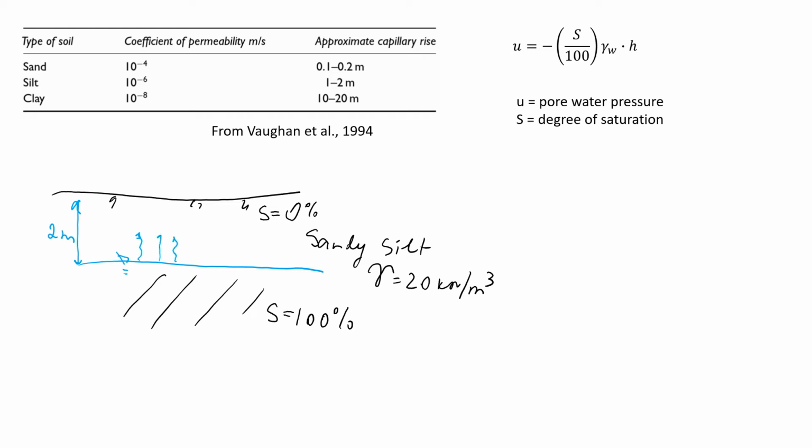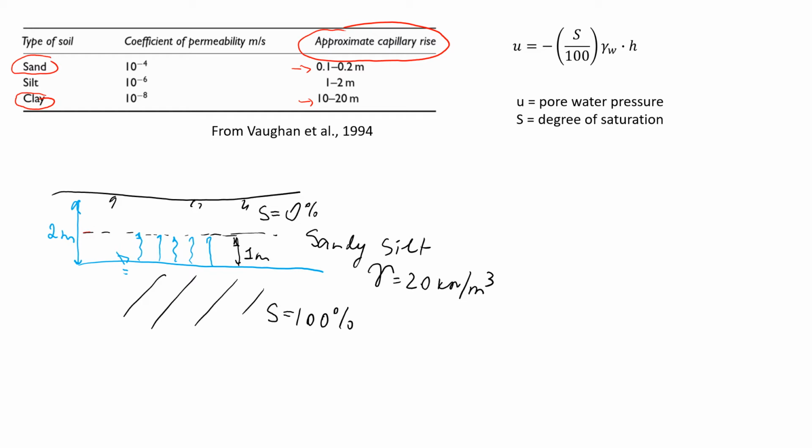So what will actually go up? The capillary rise depends on the type of soil, as you can see in this table. For clay it can be very high, up to 20 meters. For sandy material it can be 10-20 centimeters on average. For silt it will be about 1 to 2 meters. Let's just assume that in our case the rise will be about 1 meter. So this is going to be 1 meter of capillary rise.